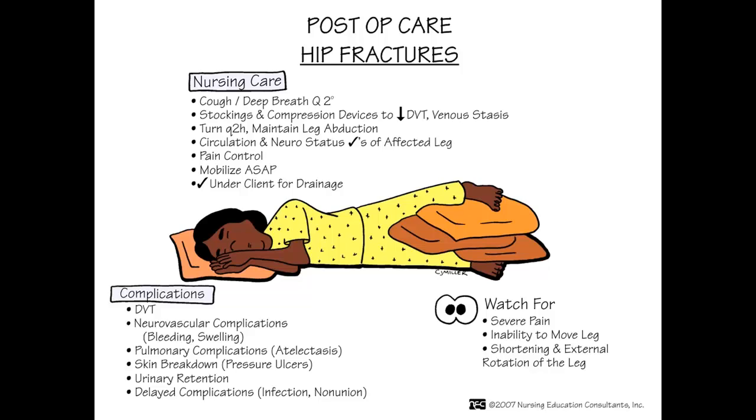Circulation and neural status checks. That's true of any fracture, that we want to check the neurovascular status beyond, and the circulation beyond that fracture site, to make sure that the swelling is not causing an impediment of those things. Pain control, mobilize the patient ASAP. We want to get people up and moving around as soon as possible to try to prevent those complications listed on the left side of the screen.